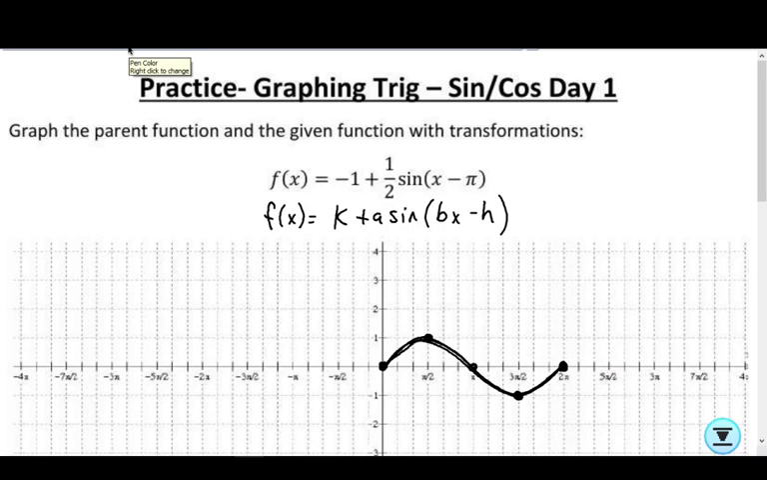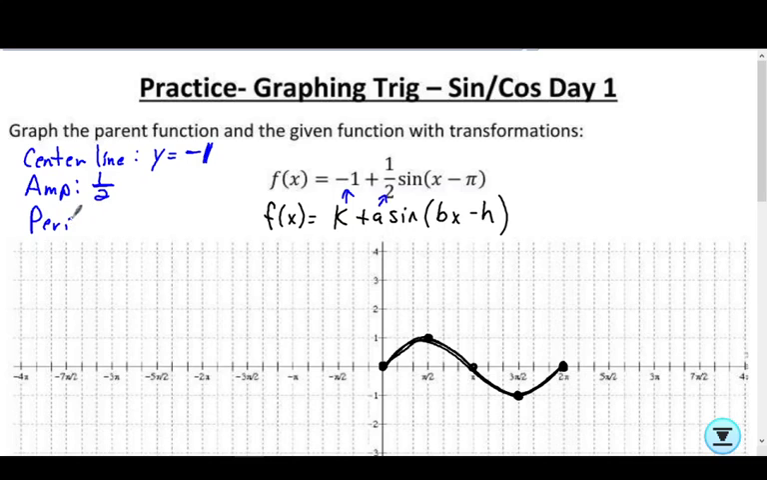Now, this k, this -1, k is our vertical shift and represents our center line. So our center line is at -1, which means our sine has been shifted down 1. This 1/2, that's my A transformation. That is my amplitude. My amplitude is now 1/2, which means my sine wave has been vertically compressed. The original amplitude from the parent function is 1, so now it's 1/2, so it has been vertically compressed.